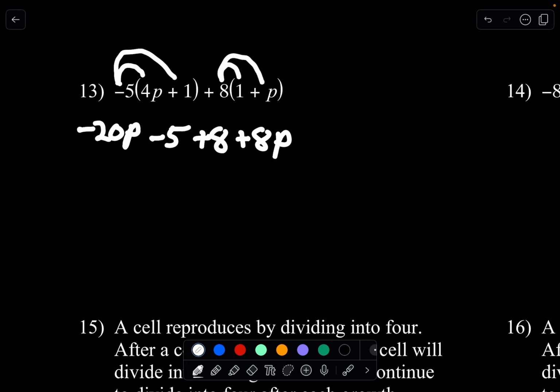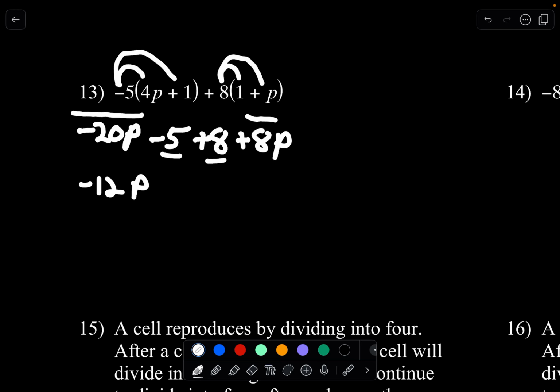Combine like terms. Again, like terms is a phrase we're going to be saying a lot. That just means when you add and subtract, they have to have the same variable to the same exponent. So negative 20p plus 8p, negative 20 plus 8, I believe is negative 12p. And then we got negative 5 plus 8, which is plus 3. And that's the result.